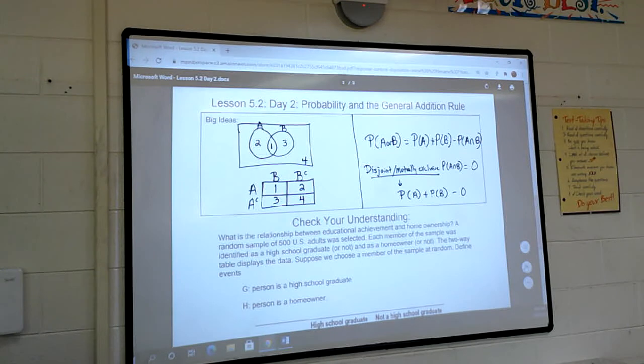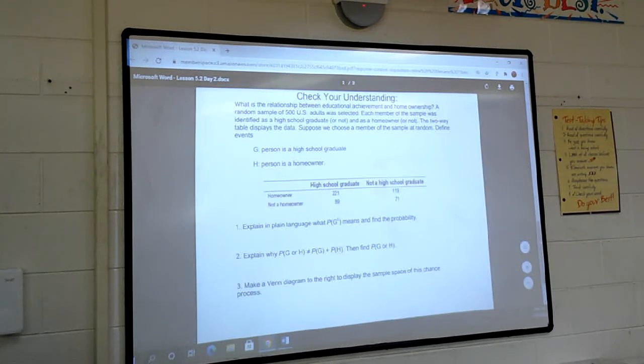All right, so we're going to go down to an example problem here about a specific problem. So this says, what is the relationship between educational achievement and home ownership? A random sample of 500 U.S. adults was selected. Each member of the sample was identified as a high school graduate or not. So they just asked them, have you been a high school graduate or not? And then, are you a homeowner or not? So there's two questions. So in a two-way table, typically, you're answering two questions. That's why they call it a two-way table. The two-way table displays the data.